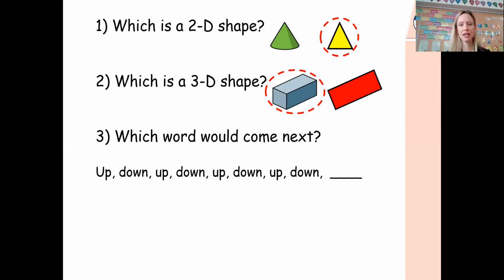Next, question 2, which is a 3D shape. There's a cuboid right there. Can you see it? That's the 3D shape, not the rectangle. A huge well done for those of you that got it right. And question 3, which word would come next? So you put on your reading eyes and you read the words that were there. Let's read them out together now. Up, down, up, down, up, down, up, down. Which word comes next? That's right, up. And there's a pattern right there for you. It's like a word pattern, isn't it? Could be a movement pattern.